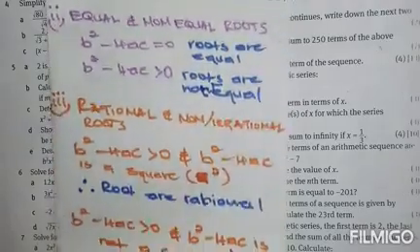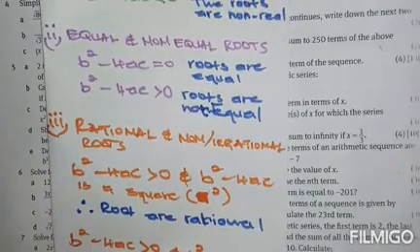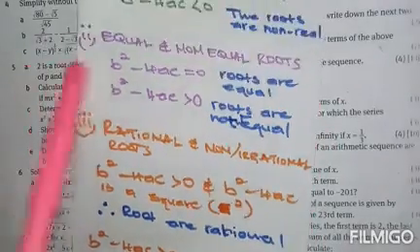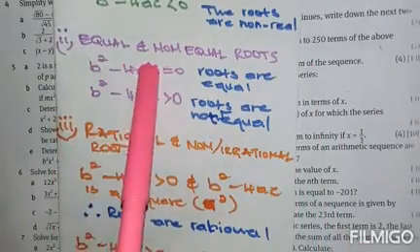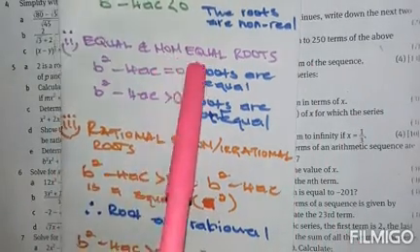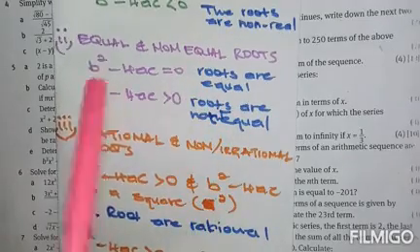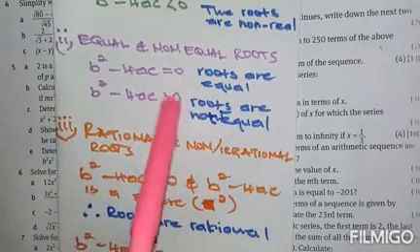Also, our roots can be equal or non-equal. Equal roots is when b squared minus 4ac is equal to 0, and non-equal roots is when b squared minus 4ac is greater than 0.